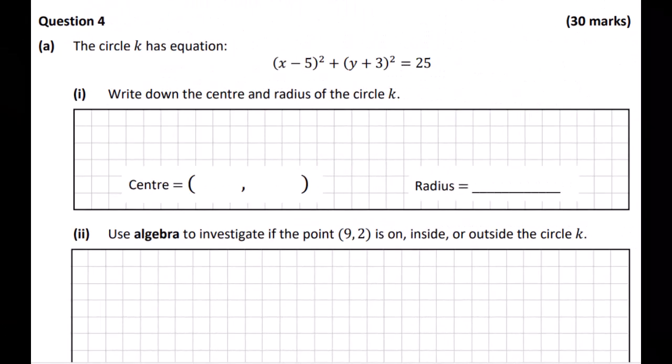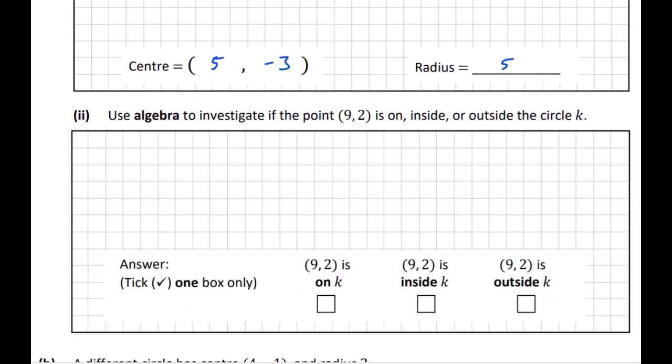Okay, so this is question 4. The circle K has equation (x minus 5) squared plus (y plus 3) squared is equal to 25. Write down the center and the radius of the circle K. Okay, so the center is going to be this value here and this value here with the signs changed. So it's going to be 5, minus 3. The radius is going to be this value here square rooted, because that's r squared, so it's going to be the square root of 25, which is 5.